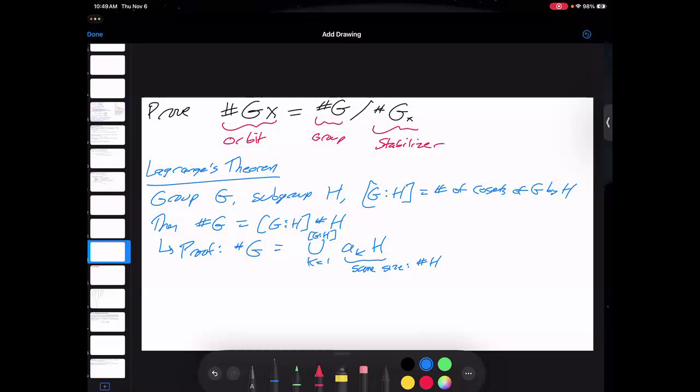It's the number of cosets. So because the cosets are distinct, and because their union is all of G, we've just counted the number of elements in G two different ways. On the left, it's just G, and on the right, it's this union of cosets. Okay. So this is Lagrange's theorem. Does this look similar to what we have?